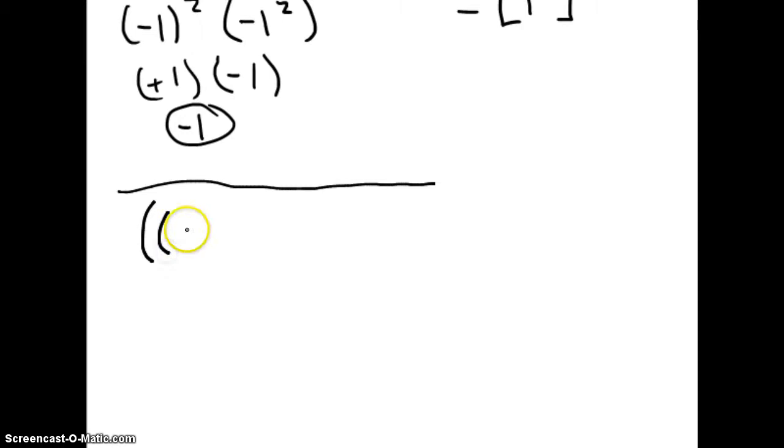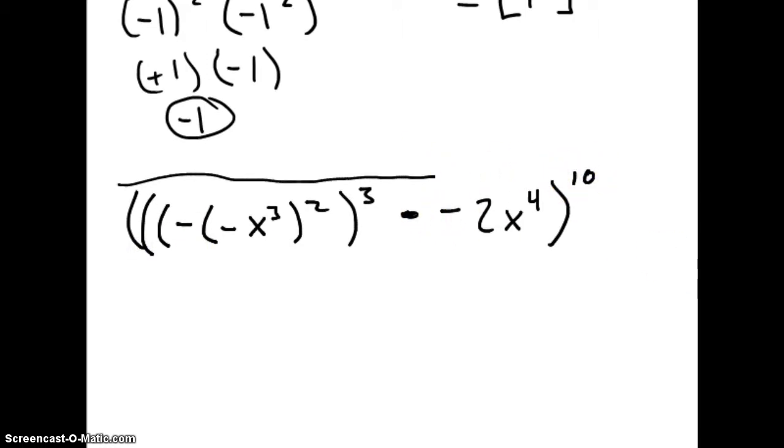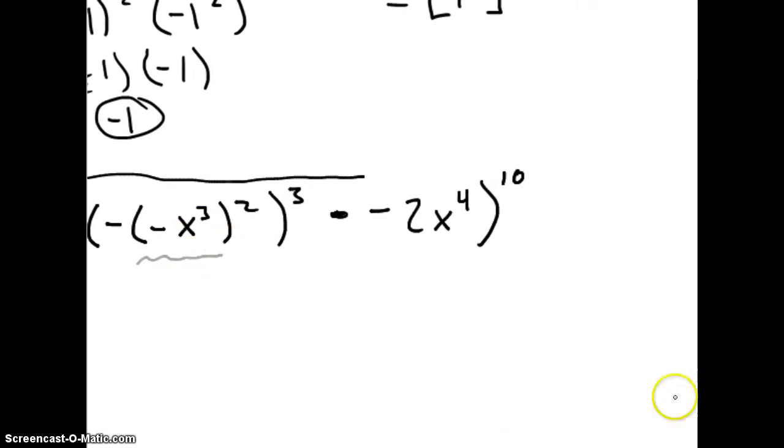So let's take 2 parentheses, negative, another set of parentheses, x to the 3rd power, squared to the 3rd power, times negative 2x to the 4th power. And let's raise all of that to the 10th power. Now I'm not just going to count the negative signs, because I could end up with the same kind of mistake up here. And I'm not just going to wing it either. I'm going to start with the innermost set of parentheses. The innermost set of parentheses is right here. We want to square this guy. Let me do just that part off to the side.